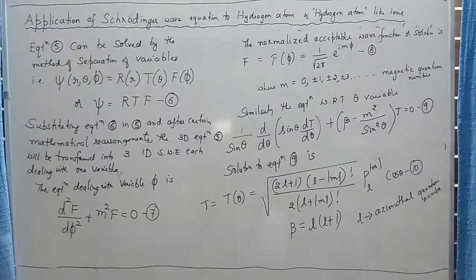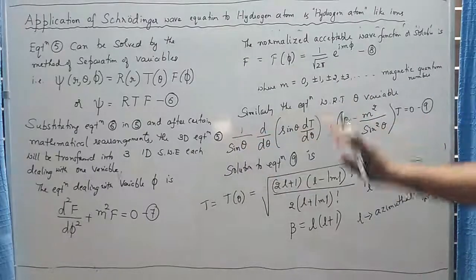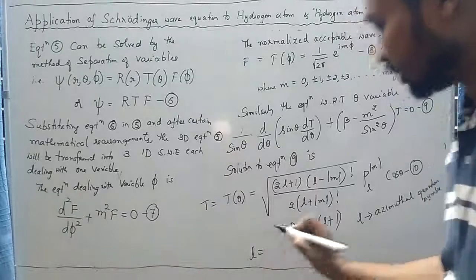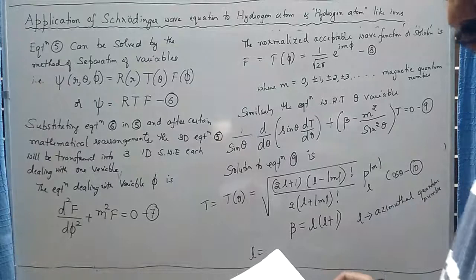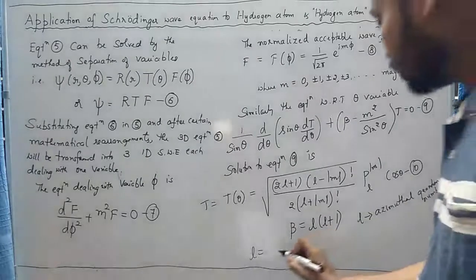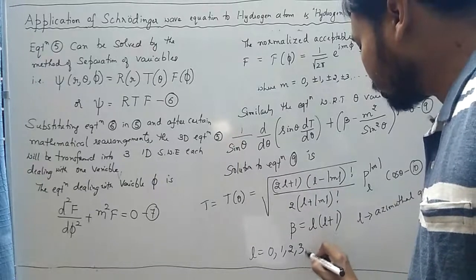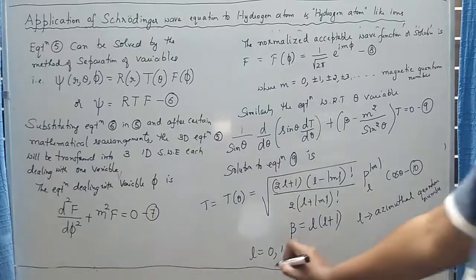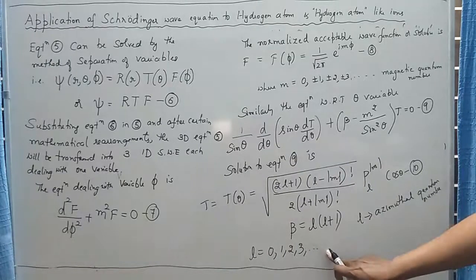Now when boundary conditions are applied when solving this differential equation, it restricts the value of L. L can take on integral values starting from 0, but only positive values, so positive integral values. Why does it take only restricted values? This is because of the boundary condition, and there is no limit on the maximum value.